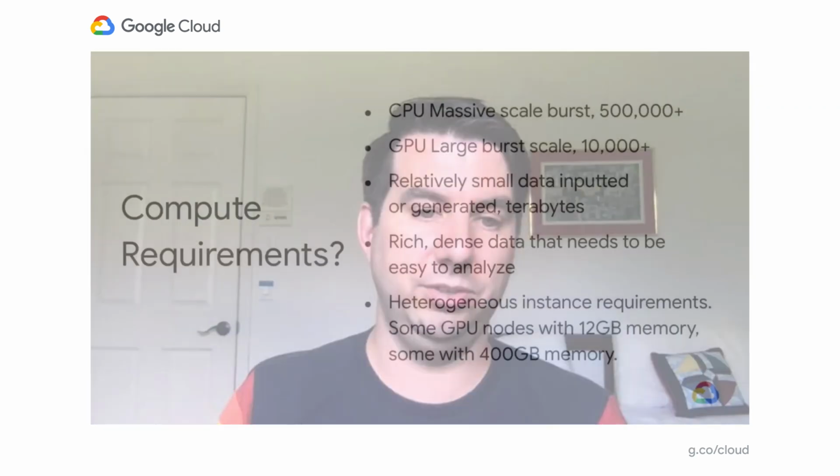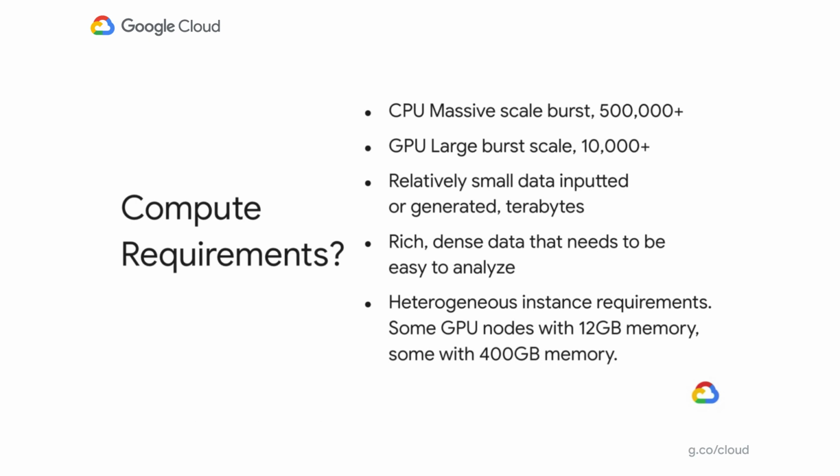And then finally, how are we actually calculating things? We have very different requirements. Sometimes we need a GPU node with only 12 gigs of memory, or even less, actually. I think we have some 6 gig instances. And sometimes we need 400 gigs on a GPU node. So the ability GCP has to allow you to dynamically pick your node size is really, really powerful for us.